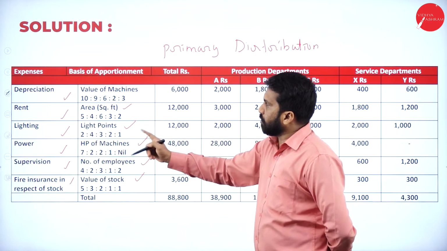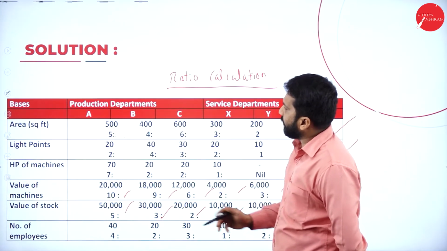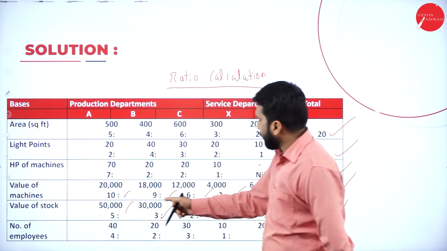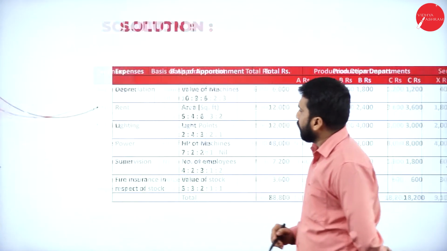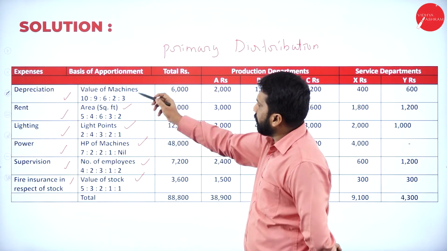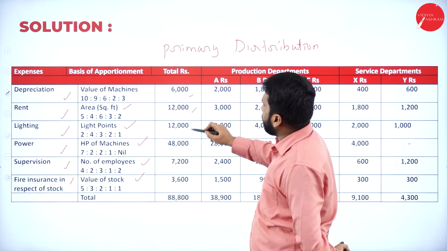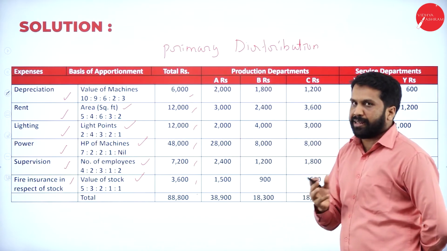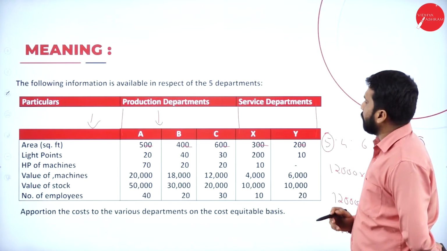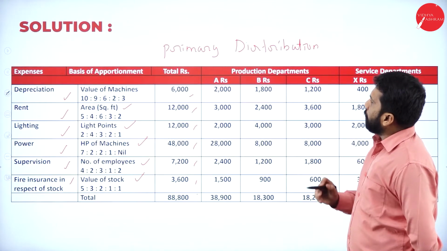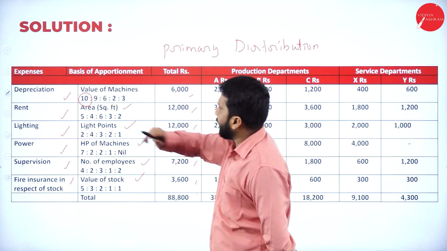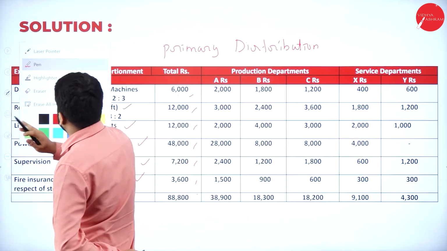How did you get all these ratios? See, value of machinery, I'll go back. The value of the machinery ratio is 10, 9, 6, 2, 3. Hope you are clear. Similarly, do everything. These are the expenses. I'll go back to your question. These are your expenses. Now, after that, you have to distribute to all the departments, like 6,000. First ratio is what? 10. I'll show you this calculation.